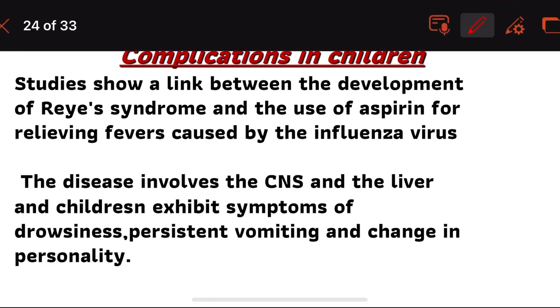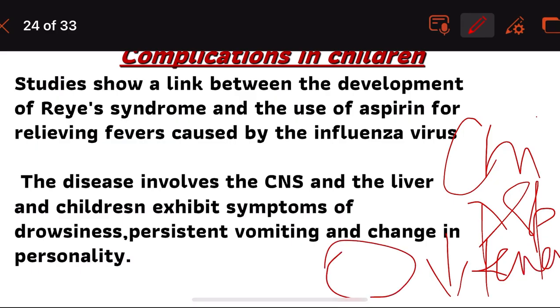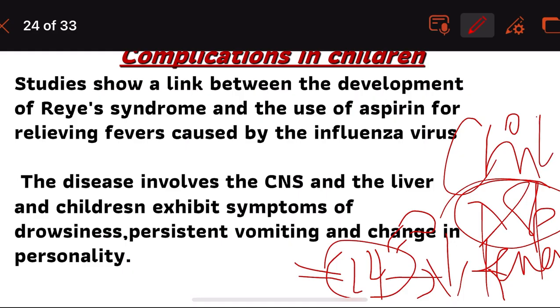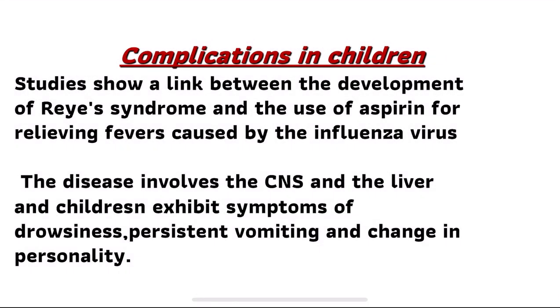So in children, they have given aspirin tablets to reduce the fevers which are caused by the influenza viruses. To reduce the fever, they had given aspirin for a long period in children, and they are developing Reye syndrome. Reye syndrome involves the central nervous system and the liver in children.